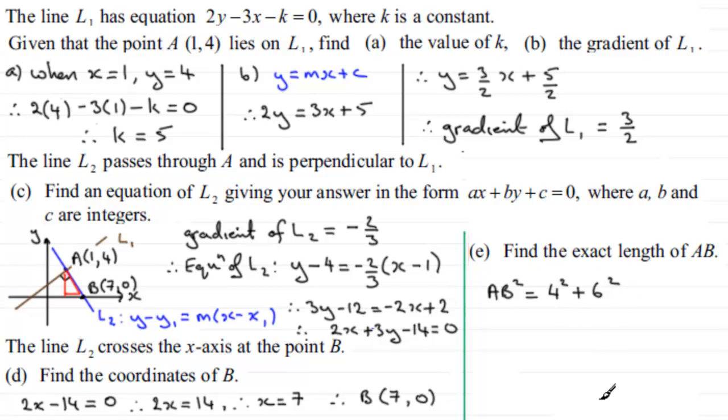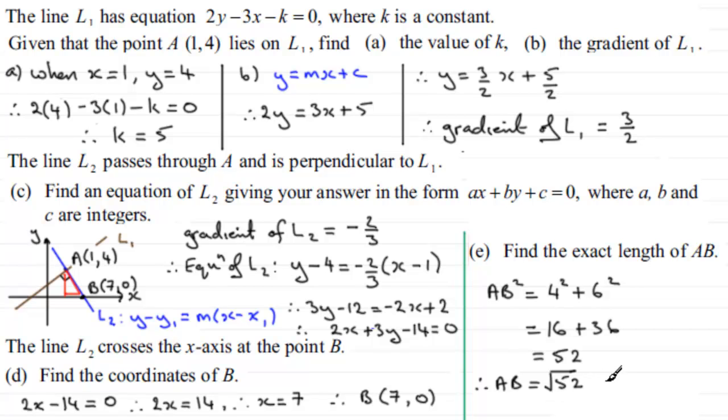So Pythagoras' theorem, hypotenuse squared equals the sum of the squares of the other two shorter sides. And if we work this out, we've got 4 squared is 16, 6 squared is 36, and that comes to 52. So therefore AB is going to be equal to the square root of 52. And we're told to give it as the exact length. If you were to do the square root of 52 on a calculator, it's irrational. It's an infinitely long recurring number. So we've got to give an exact value.